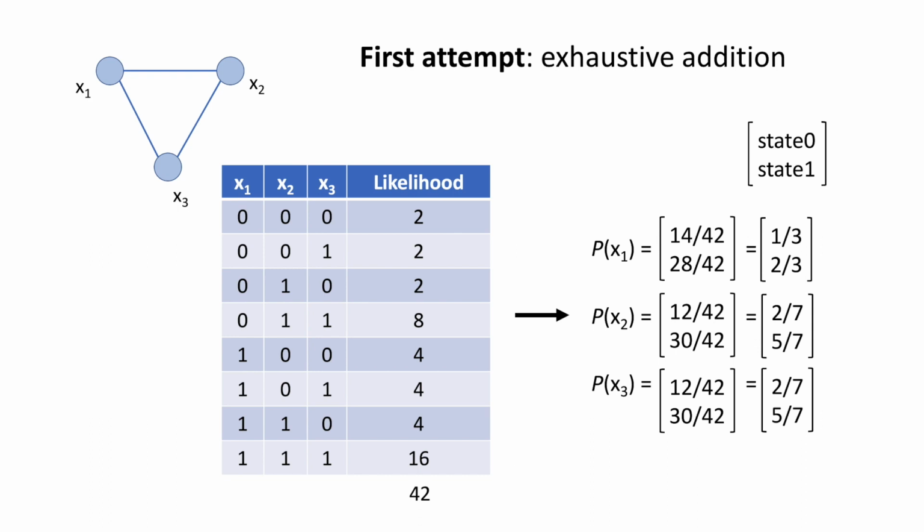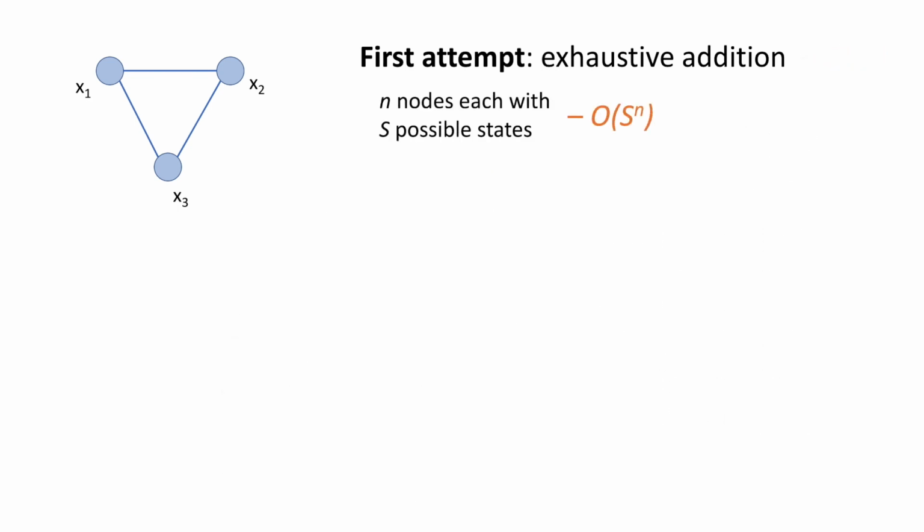So, this doesn't look so bad, right? In fact, the number of steps in the calculation we just did is in the order of 2 to the third. Or more generally, for a system with n nodes, each with s possible states, this method of calculation is in the order of s to the n, meaning that as the system gets larger, this problem gets exponentially more computationally heavy and time demanding. Now things are looking not so good.